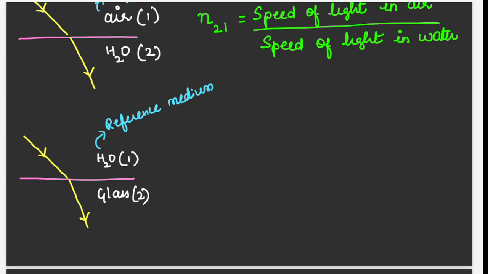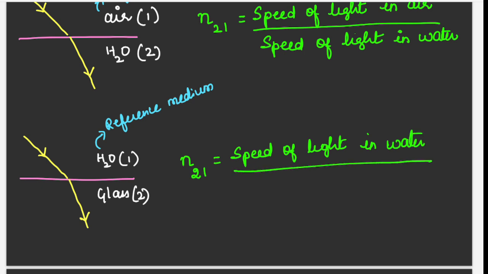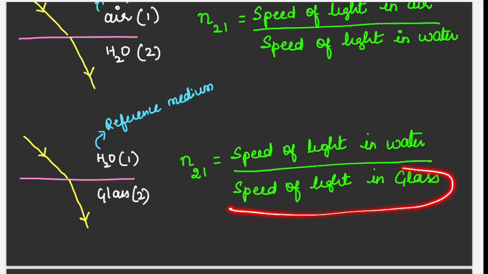Now how to write the equation? You write refractive index, where the refraction is taking place, that you have to write first. Refraction is taking place in the glass medium, so you write medium 2 with respect to 1 is equal to. Write the reference medium in the numerator: speed of light in water divided by speed of light in glass. Is that clear now? Where refraction is taking place, that you write in the denominator. The reference medium you write in the numerator. This is how we write the refractive index.